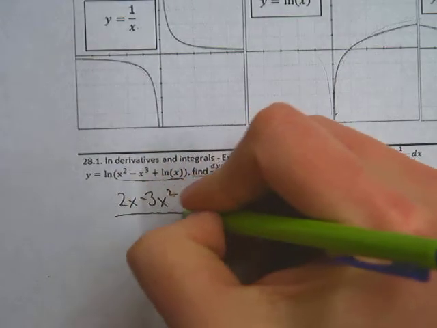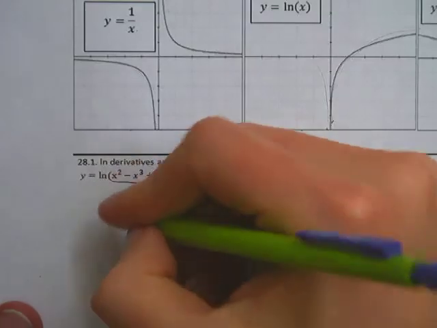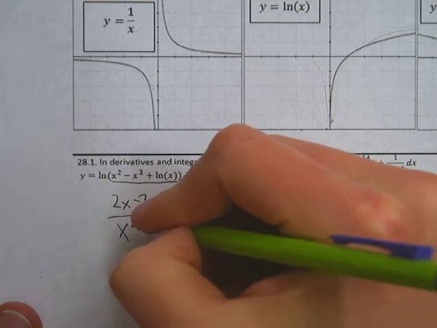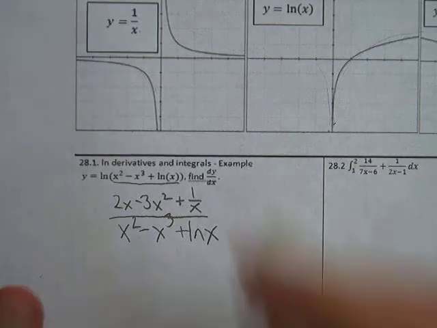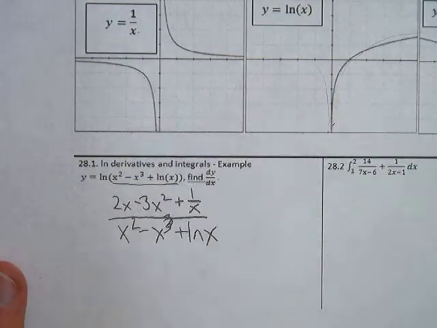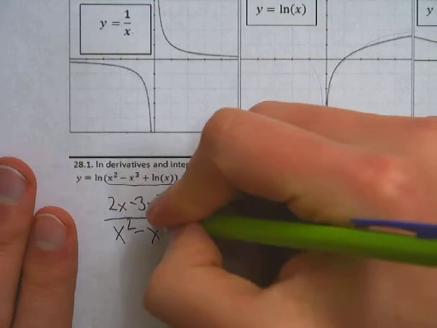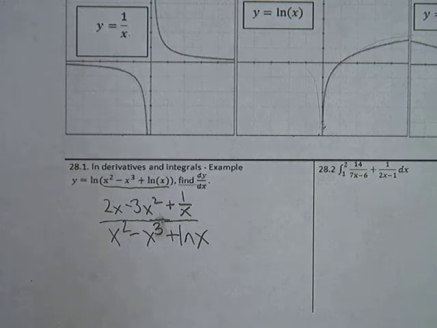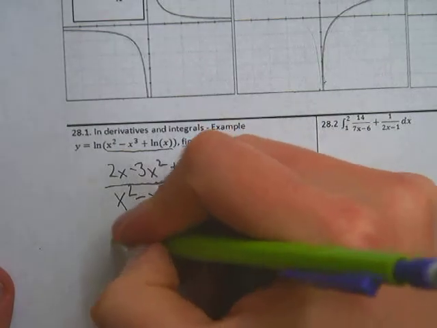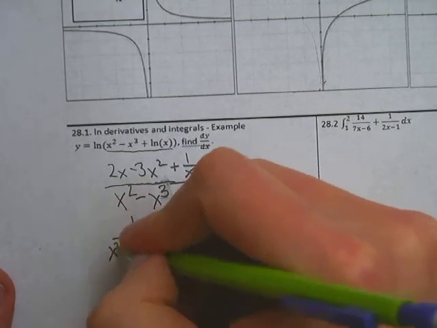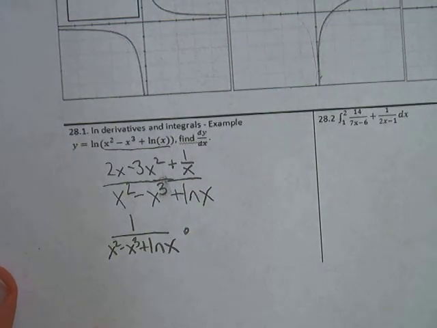And our u is just the inside, not the derivative of the inside. So we get x squared minus x cubed plus natural log of x. Let me write that a little cleaner. X cubed. That's not cleaner. If you're like, wow, this is way too much all at once, just think about it this way. 1 over whatever is on the inside of the natural log times the chain rule of the inside.